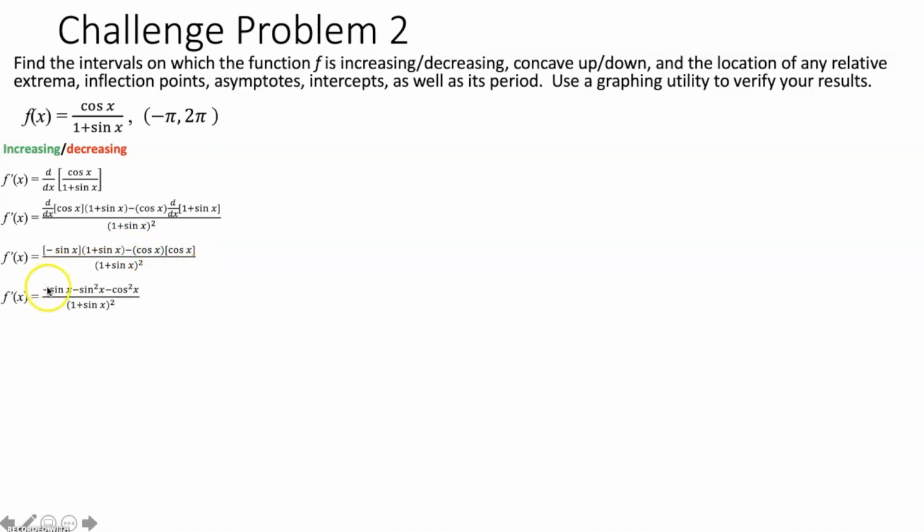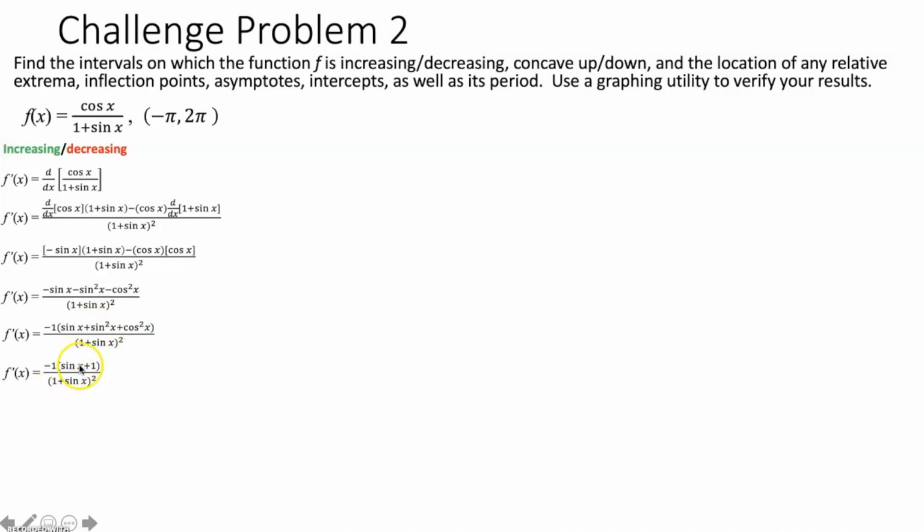Now what I can do is up here in the numerator, it looks like there's nothing else I can simplify, but if I factor out a negative 1 from each of these three terms, I get negative 1 times the quantity sine x plus sine squared x plus cosine squared x. Now you should remember one of your trig identities, probably the most famous one, is sine squared x plus cosine squared x is equal to 1. So I can substitute in a 1 for sine squared x plus cosine squared x. Now why do I do that?